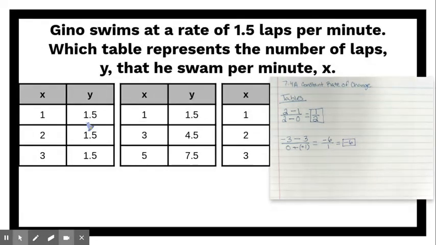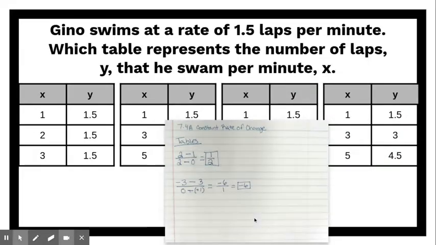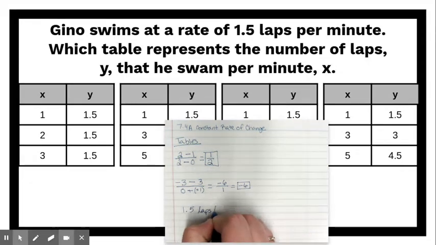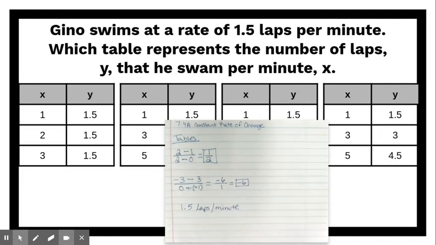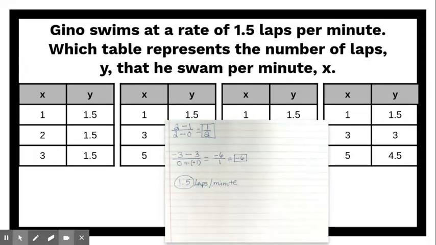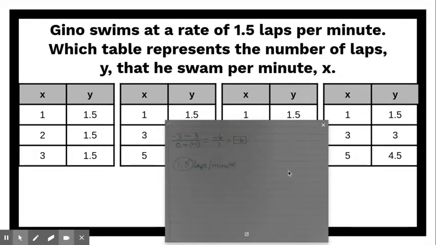Okay. And then our last one. Gino swims at a rate of 1.5 laps per minute. Okay, which table represents the number of laps that he swims per minute? So my rate here is 1.5. Okay, so laps is y and minute is x. So we want to find one where when I do my proportion, my solving, it's going to give me 1.5. Okay, so let's look at this one.